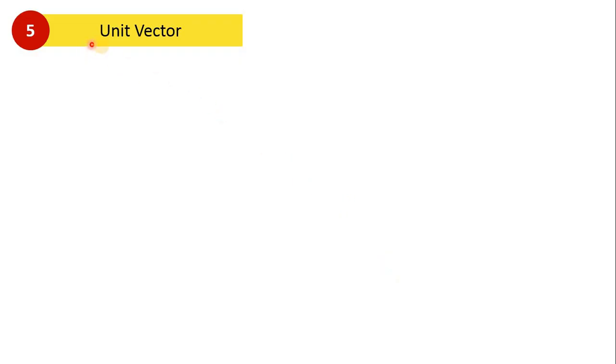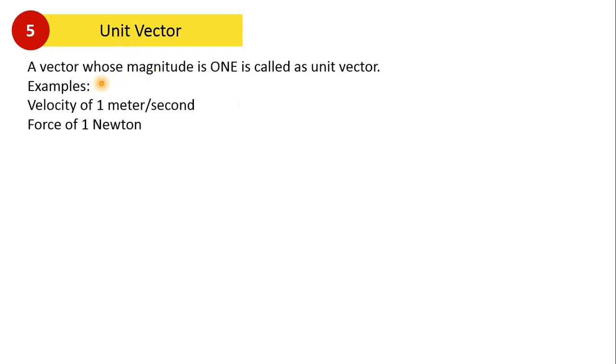Next definition, unit vector. The word unit in mathematics means 1. So a vector whose magnitude is 1 is called a unit vector. Examples: a velocity of 1 meter per second, or a force of 1 Newton, or a displacement of 1 meter, etc.